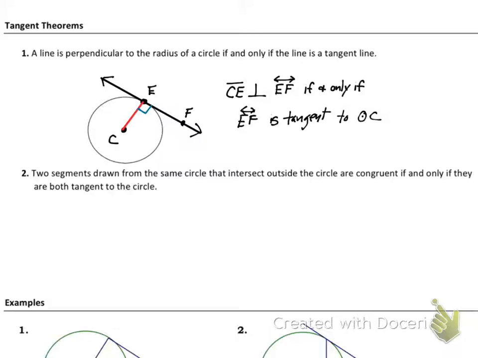All right, the other one says two segments drawn from the same circle that intersect outside the circle are congruent if and only if they are both tangent to the circle. So once again, we're going to draw a circle. This time we're going to draw two tangent segments. So we're going to pick 2 points where they're going to hit. So let's see if we can get this to work. I might have to erase something. Oh no, we'll be fine.